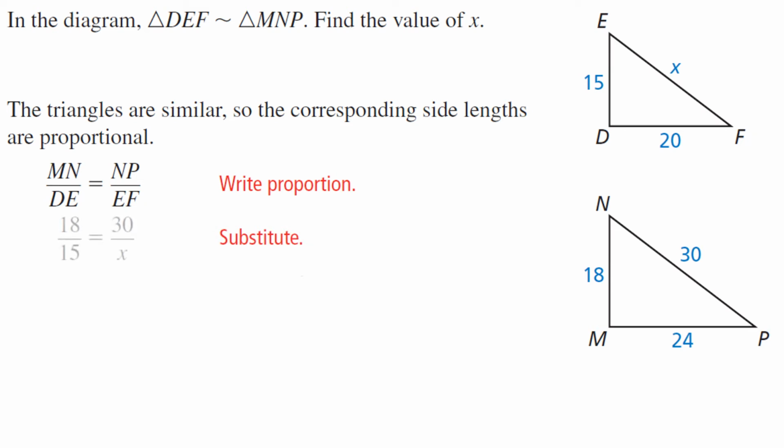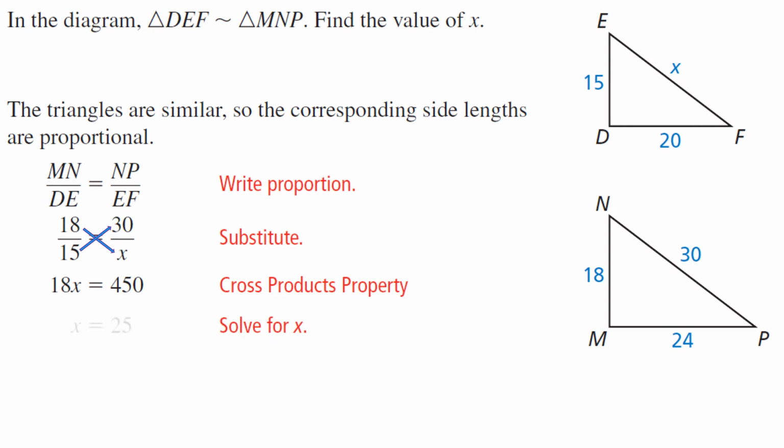Okay, now I can do my substitution. Plug in everything we know. And now, what skill? I'm going to cross multiply. Find the cross products. 18 times x, 15 times 30, right? So there's my cross multiplying. 15 times 30 is where that 450 comes from. And now I can divide both sides by 18. I come up with 25.